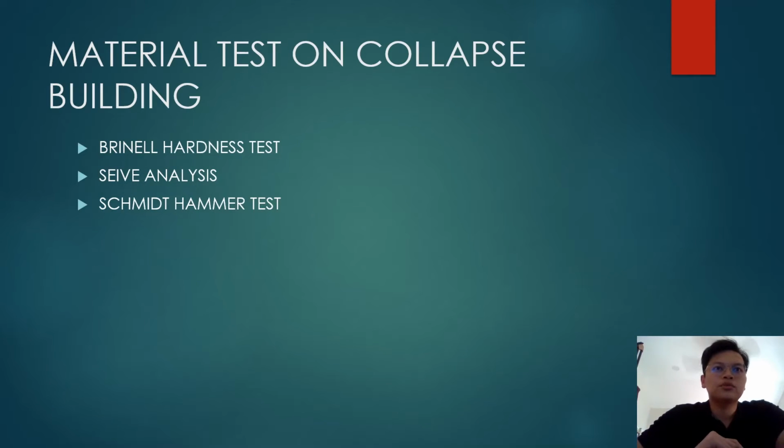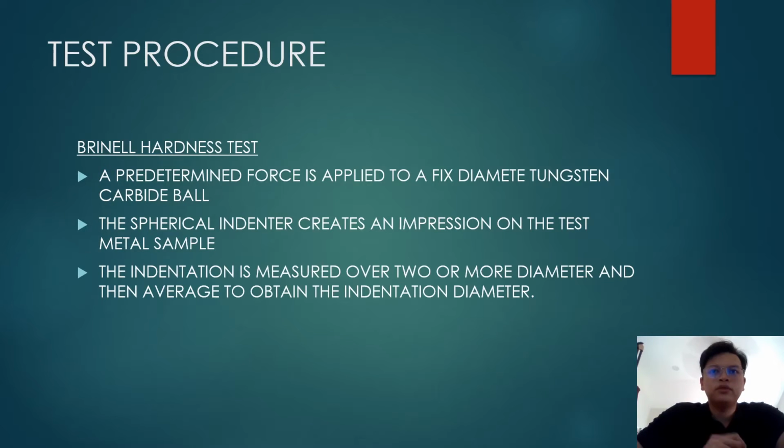There are 3 types of collapsed building tests that we can conduct, such as the Brinell hardness test, sieve analysis test, and Schmidt hammer test. So the procedure for the Brinell hardness test is that it is performed in the Brinell hardness test setting unit.